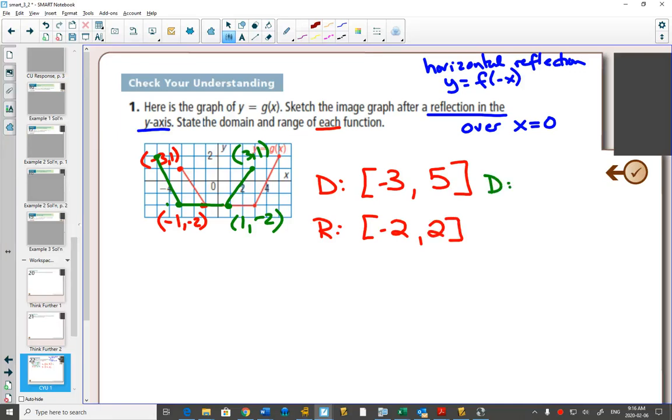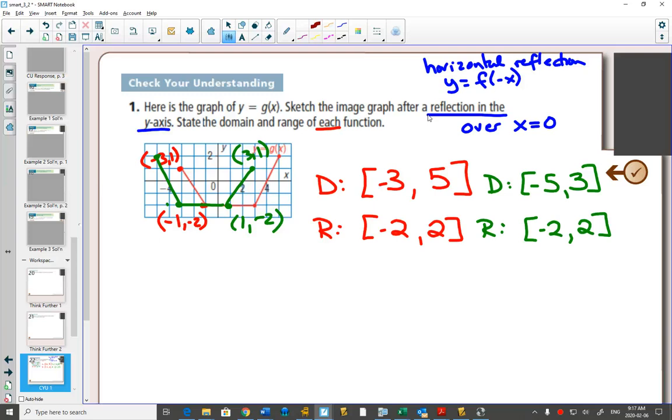Then for my green graph, domain and range, now my smallest x value is -5. My largest x value is +3. In my range, my smallest y value is -2, and my largest y value is +2. Again, we got the domain and range because we had the graphs. If they didn't give you the graph, but gave you the red domain and range, could you have gotten the green domain and range in this question?